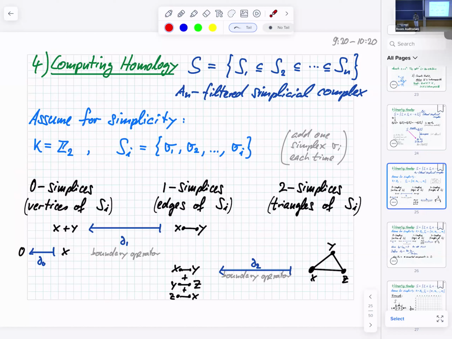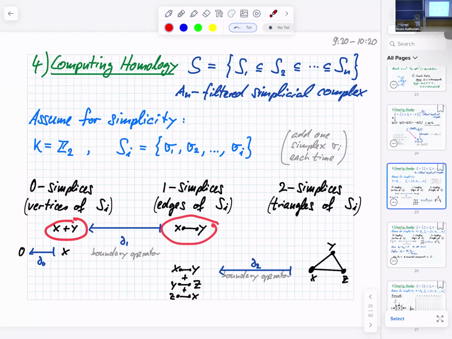And so what are we doing? We give ourselves some maps. They are called the boundary maps, boundary operators, from degree i simplices to degree i minus 1 simplices. So say, what is the map from 1 simplices to 0 simplices? To the edge between x and y, I associate the sum of the two vertices, okay?